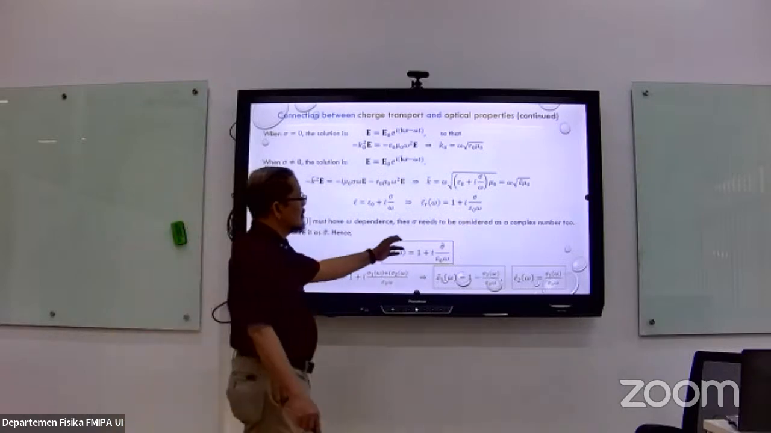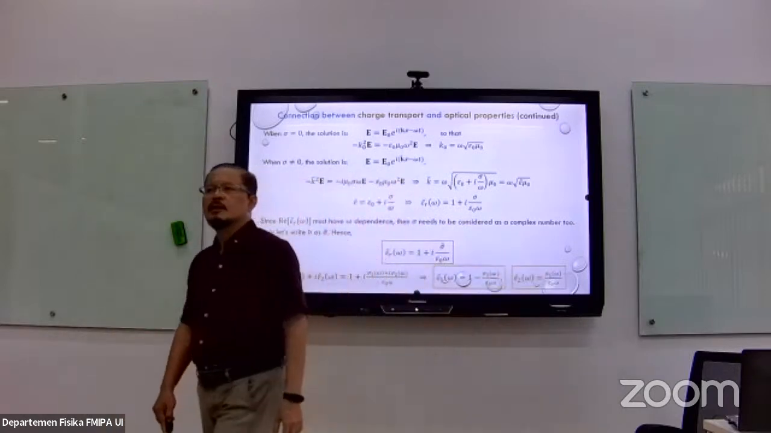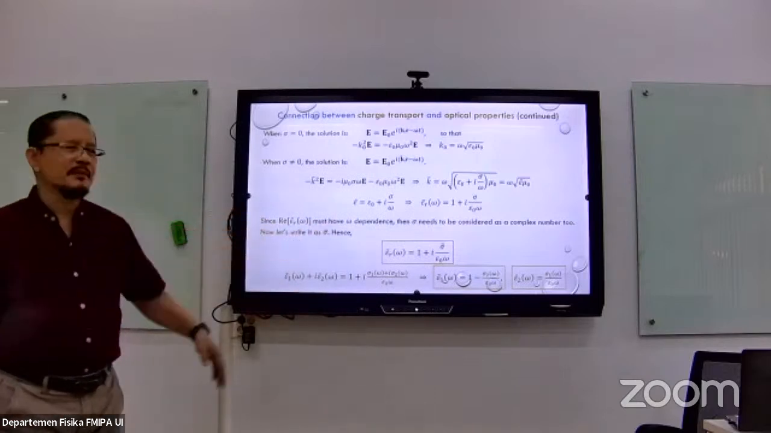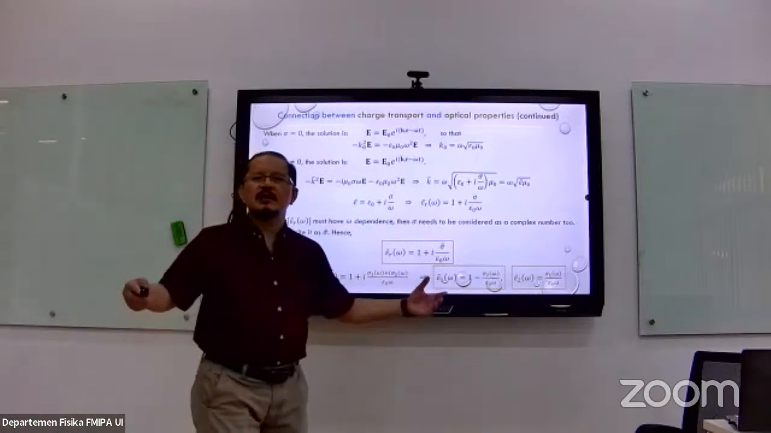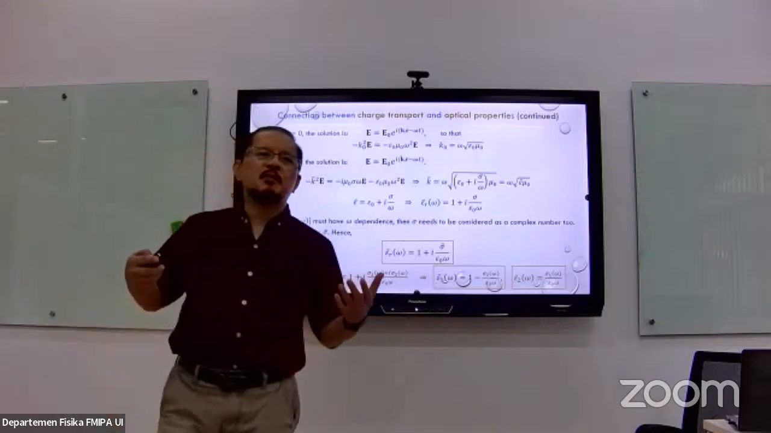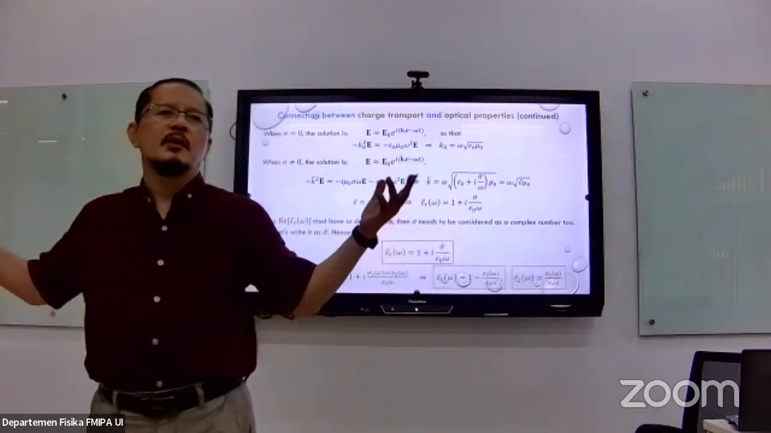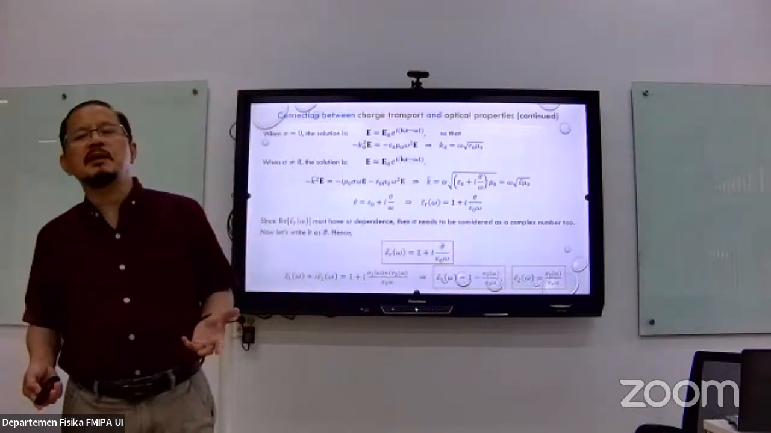So I put the red boxes beside them on the page. Okay, now we have understood that we are talking about transport properties together with the discussion of optical properties.